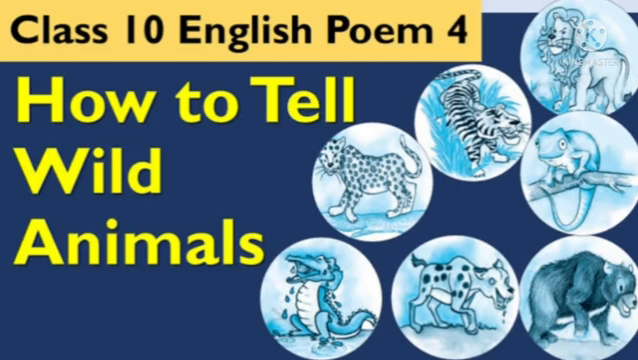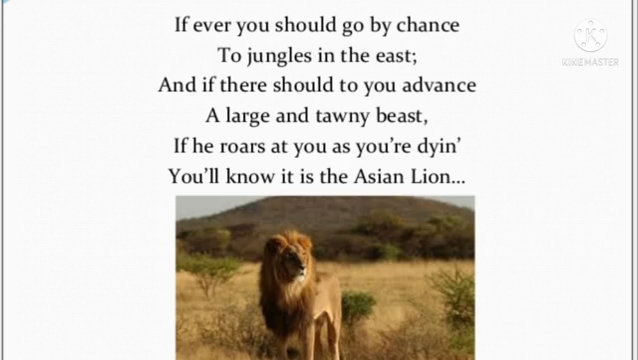Let's have a quick summary of this poem. In this poem, the poet is describing various wild animals, and these animals are very dangerous, and she has introduced them one by one in a very funny way. First of all, she tells us about an Asian lion. She says that if you are visiting the jungles of the east and there you see an animal which has tawny skin, that is a specialty, and he roars so loudly that you will die out of fear, this means that you have seen an Asian lion.